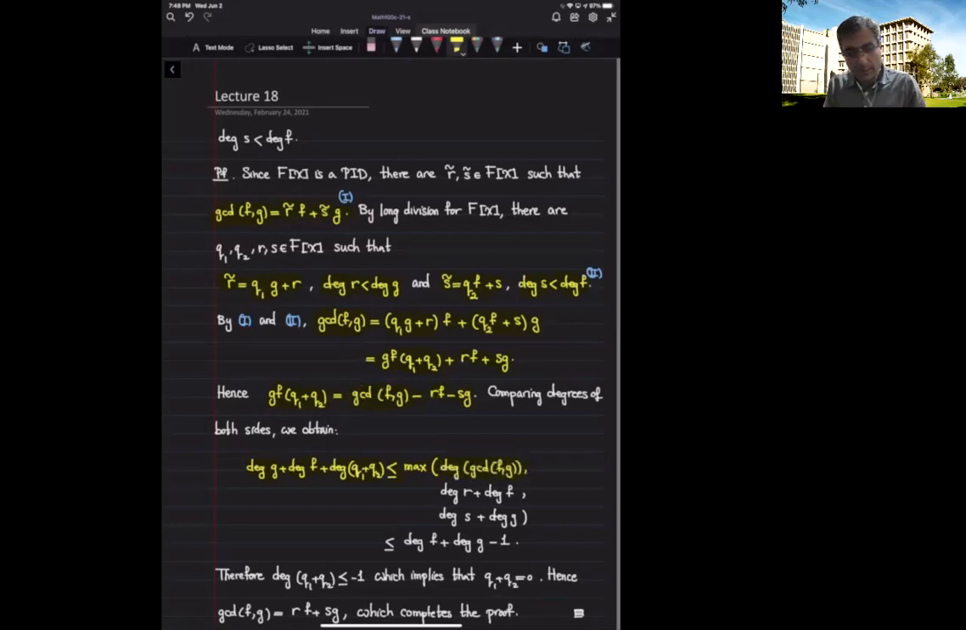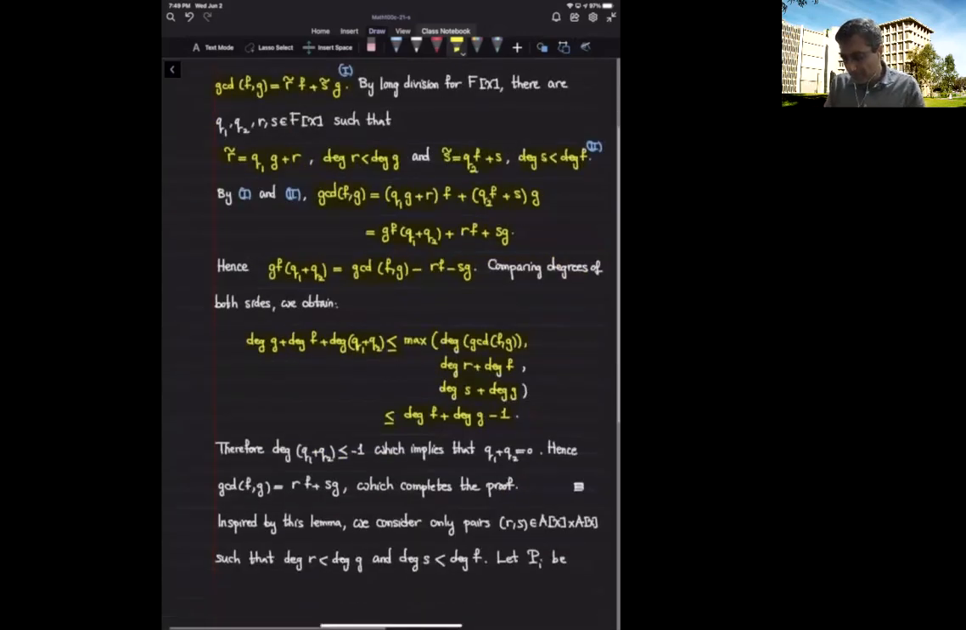Now, this one is at most degree of f plus degree of r, but degree of r is strictly less than degree of g. So it is at most degree of f plus degree of g minus 1. The same is true for this one, because degree of s is strictly less than degree of f. So this means that all the terms, this one, and this one, all of them are less than or equal to degree of f plus degree of g minus 1.